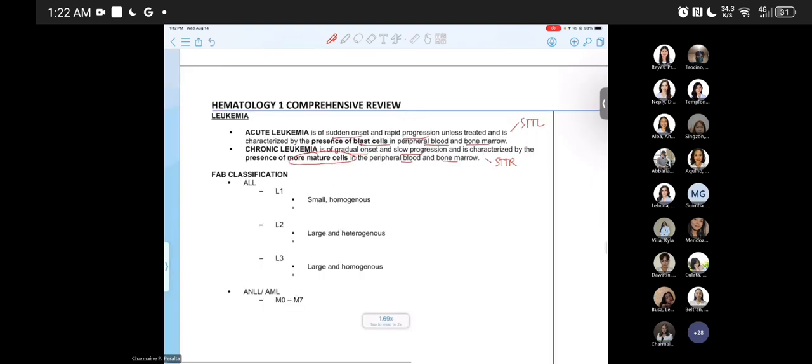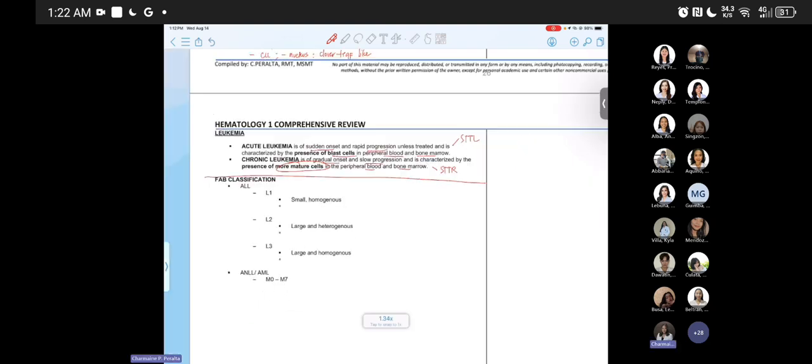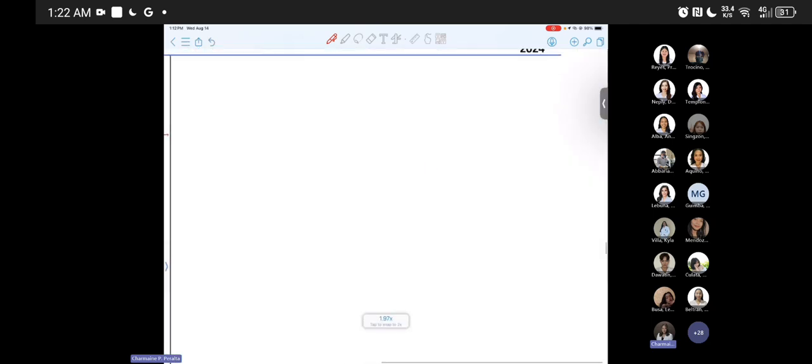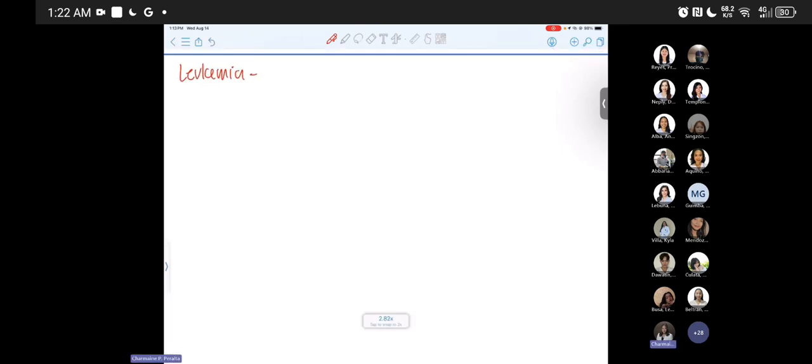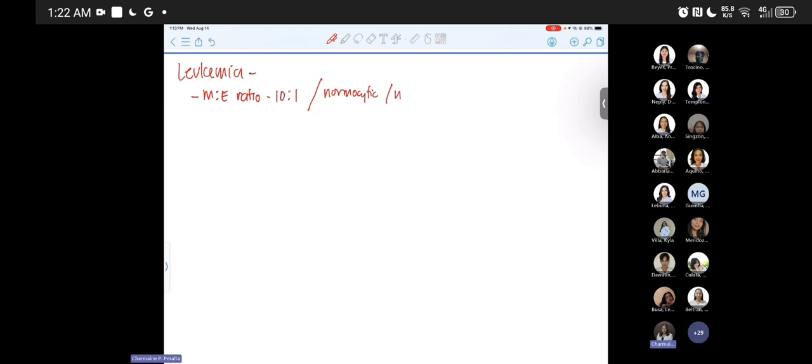Okay? So before we proceed dito, wala akong notes masyado sa leukemia kasi this is how I categorize leukemia. Okay, so kanina, during recitation, tinanong ko sa inyo ano yung normal ME ratio. So the normal ME ratio is 3:1. In cases of leukemia, ang ME ratio is 10:1. Hindi affected ang RBCs, kaya merong normocytic, normochromic appearance of red blood cells.